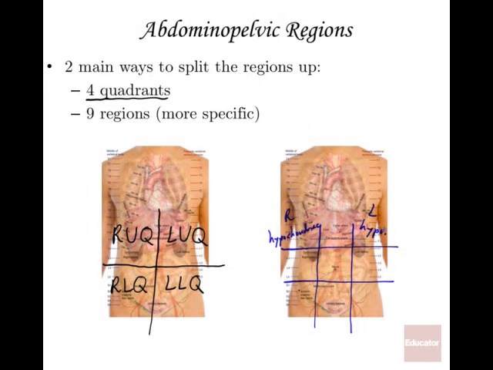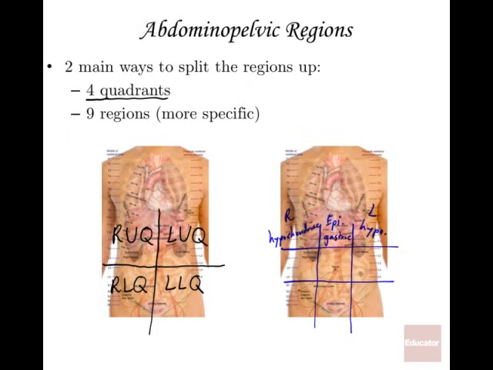hypochondriac region. And you can see that the liver, not much of it's located over here, but you do have a portion of the stomach, a little bit of the pancreas, and a part of the left kidney. Central right here, or medial to those regions, you would say that this is the epigastric region, which pretty much means over the stomach, or above the stomach. So that's the epigastric region.